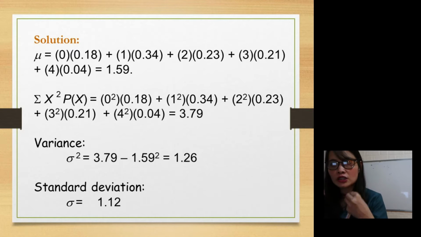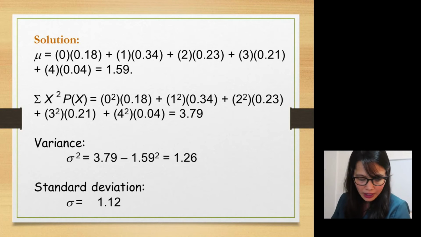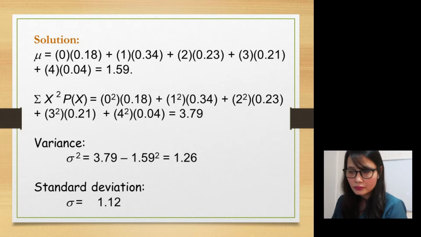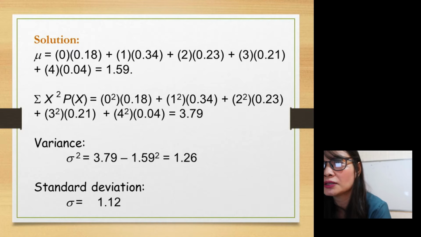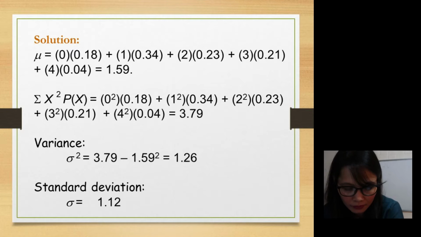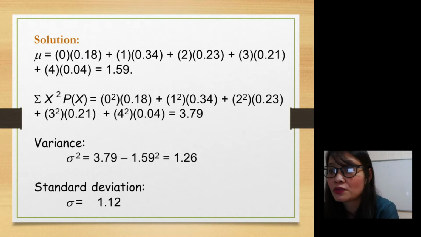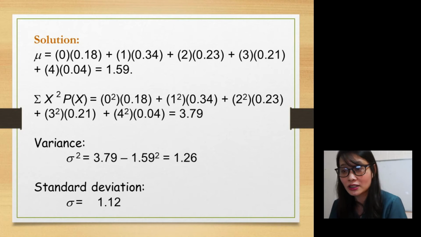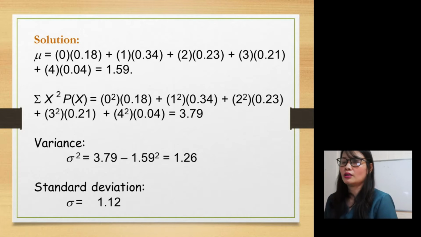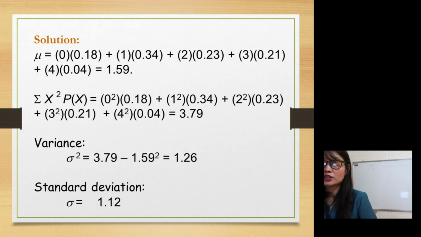Now, how do you solve for the standard deviation? How do we determine the standard deviation, people? Hello? Are you still there? Square root of the variance. So what's the square root of the variance? What's the square root of 1.26? 1.12. So to solve for the standard deviation, just simply get the square root of your variance. Okay, let's proceed now.